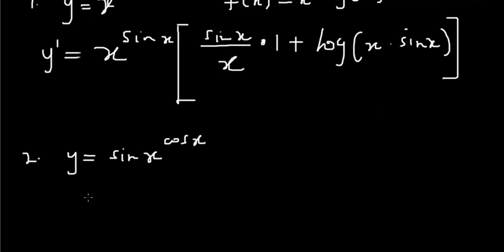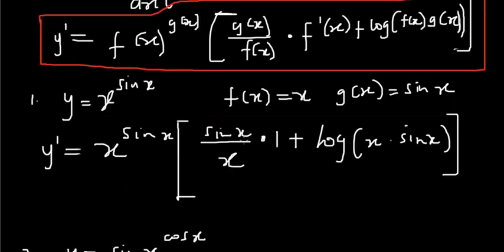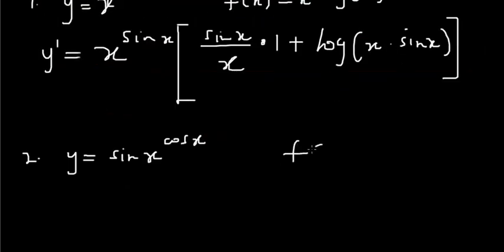So this is the second problem. We have y equals sine of x exponent cos of x. The same principle applies here. We know f of x to be sine x, and g of x to be cos x. So let's use the same principle.